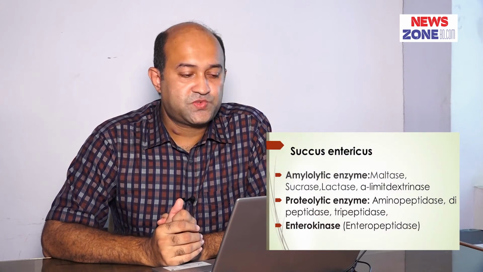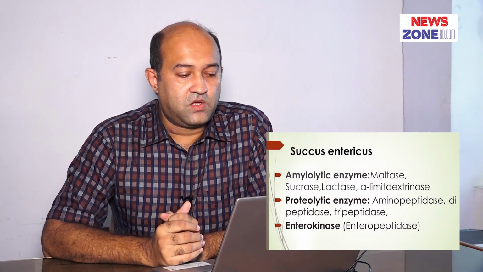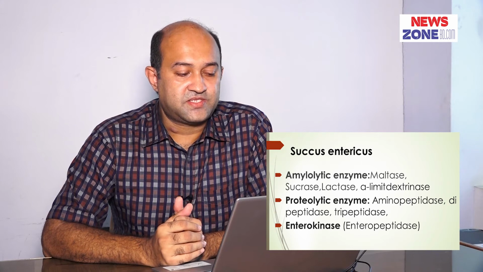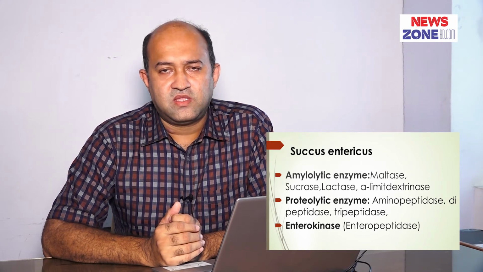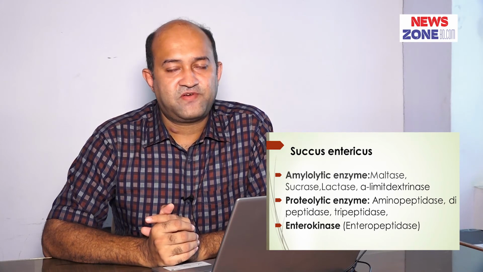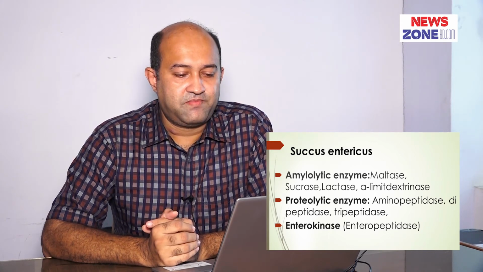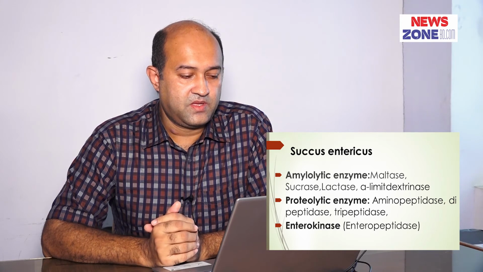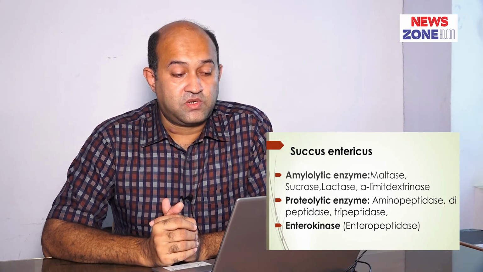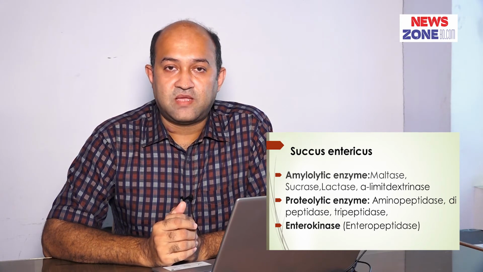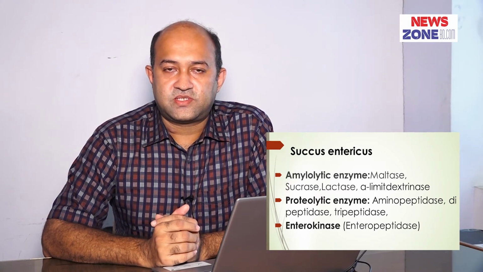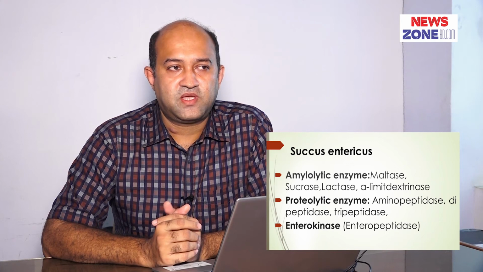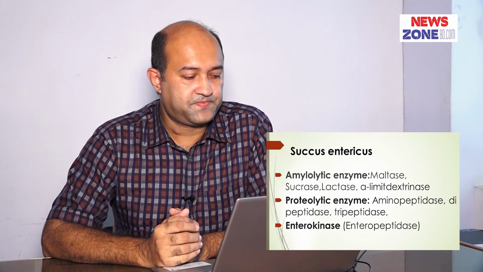And last but not the least, the succus entericus, the juice from the intestine. It also has amylolytic enzymes like maltase, sucrase, and lactase, which act especially on disaccharides. It also has alpha-limit dextrinase, which can break down starch. Proteolytic enzymes are also there, like aminopeptidases, dipeptidases, and tripeptidases. And lastly, enterokinase is very important to activate trypsin, and trypsin can activate the other peptidases.